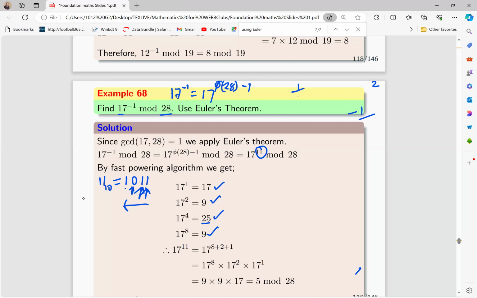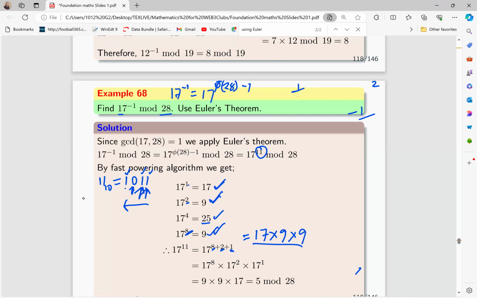Now, what is it telling me? I multiply the first, the second, and the fourth. That's what it's telling me. And of course, if you want, you can start by writing this, because the first is just raised to 1, and the second is just raised to 2, and the fourth is raised to 8.